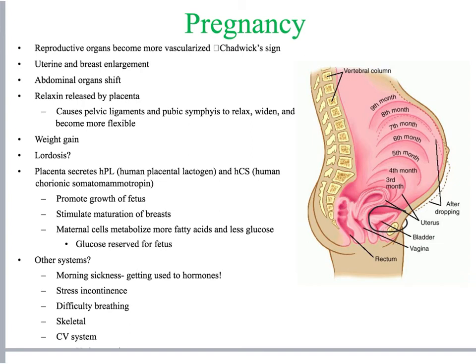Other systems that are affected by pregnancy, I mean, we could say all of them, but certainly there is morning sickness, especially in the first trimester. A lot of doctors say that that's due to getting used to some of those pregnancy hormones we've mentioned. Difficulty breathing because of the increased task on the respiratory system of the mother, having to breathe and do gas exchange for two. Same goes with the cardiovascular system.